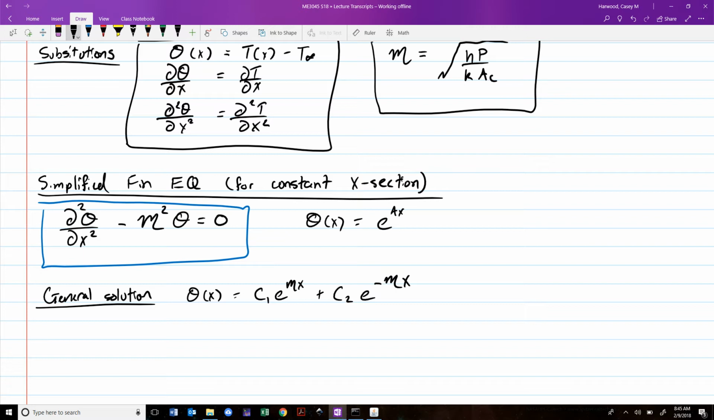What do we do to get C1 and C2? Same thing we've been doing so far in the class: apply boundary conditions. At this point, we can say it's got some exponential temperature distribution. So we need to know something about the temperature, or something about the derivative of the temperature, or its second derivative. We need some information at two different points, or at least two separate pieces of information about the temperature in the fin, in order to fully constrain this and turn it into a particular solution.